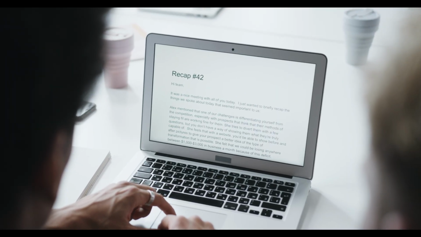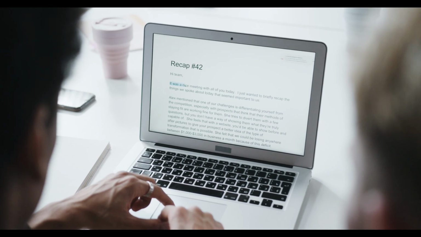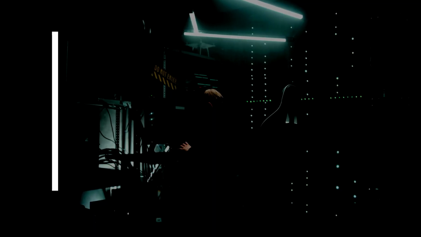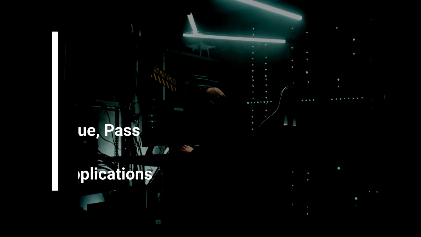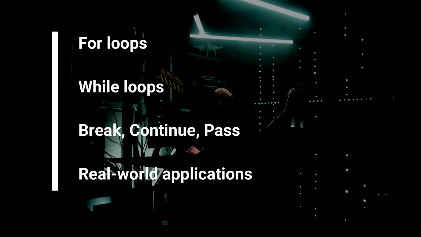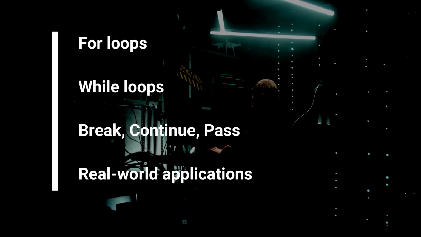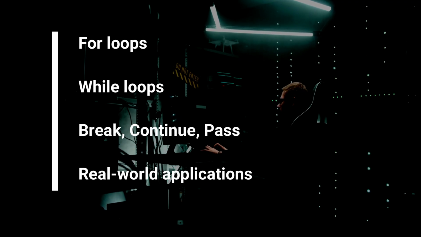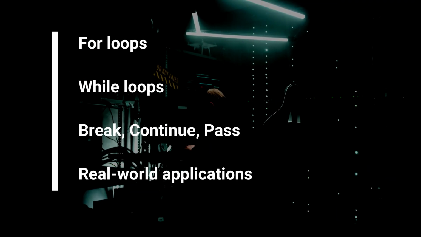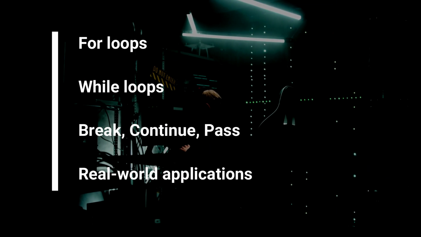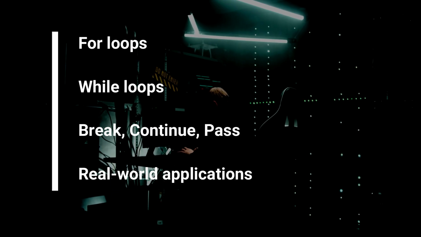So alright, let's quickly recap what we learned today. So first of all, the for loop is used to iterate over sequences. Next is the while loop, which runs until a condition becomes false. We have break, continue, pass, which give us more control over loops. And in the last, the real world examples like summing numbers, iterating over a list, etc.